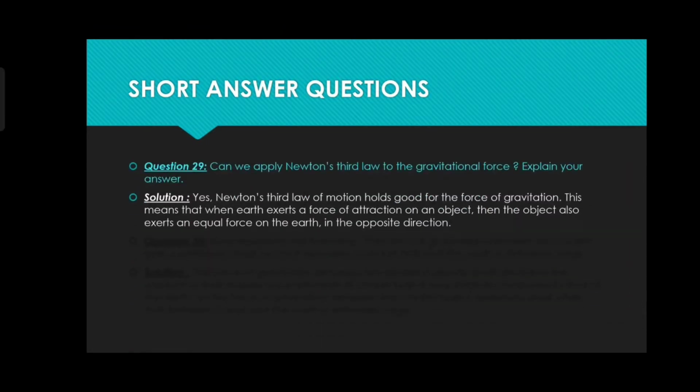Question number 29. Can we apply Newton's third law to the gravitational force? Explain your answer. Yes, Newton's third law of motion holds good for the force of gravitation. This means that when Earth exerts a force of attraction on an object, then the object also exerts an equal force on the Earth in the opposite direction.